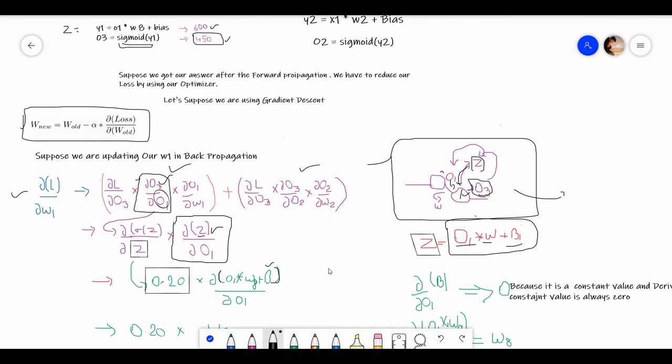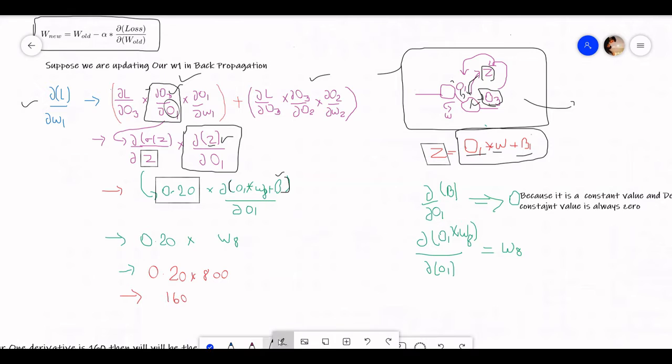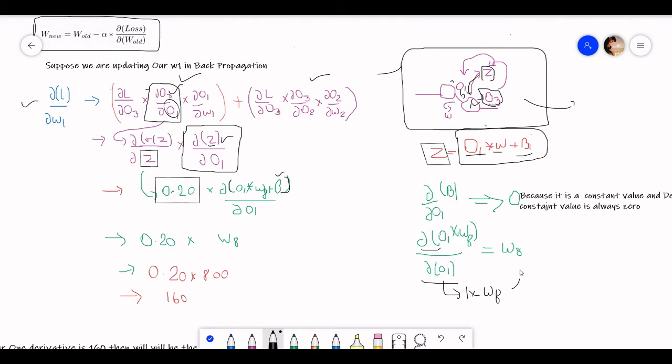So now, the derivative of O1 into weight upon the derivative of O1. So the derivative of O1 upon the derivative of O1 will be equal to 1, and 1 multiplied by weight will be our weight. So it will be W8. Suppose here we are expecting that our weight is in our higher values. So suppose we are having 800. The value of the weight is 800.